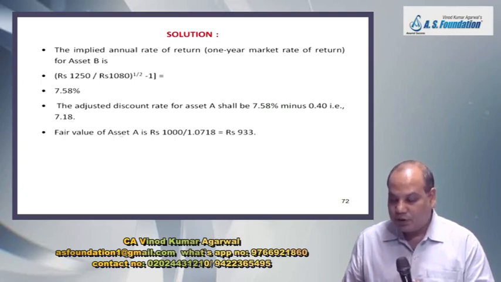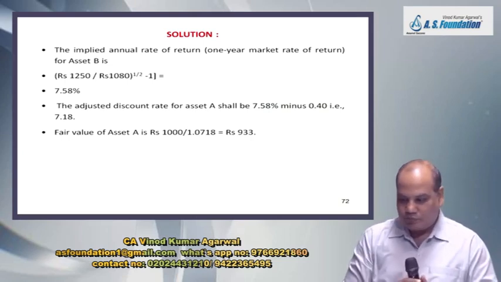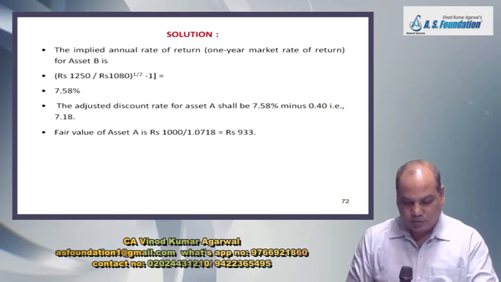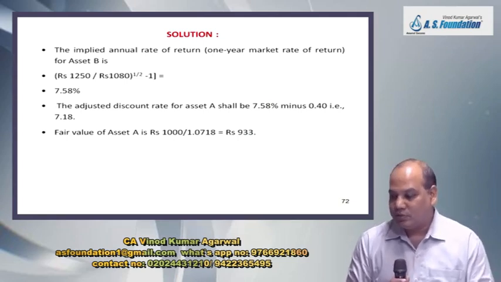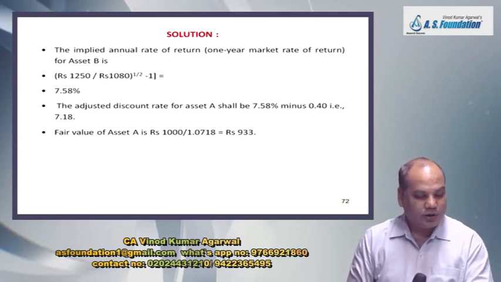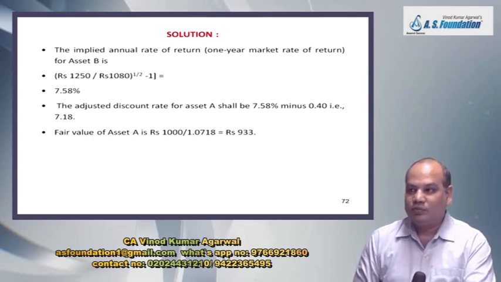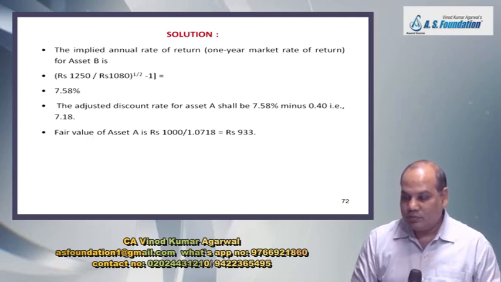Therefore, fair value of asset A is equal to, now take 1000 rupees, and divide by 1.0718, that is the factor for 1 year. Are you getting 933? So honestly tell me who got it right. Got it right? You? Okay, no problem. Some students got it right.